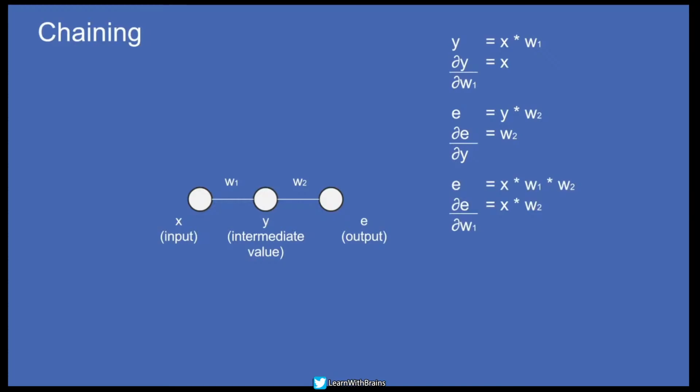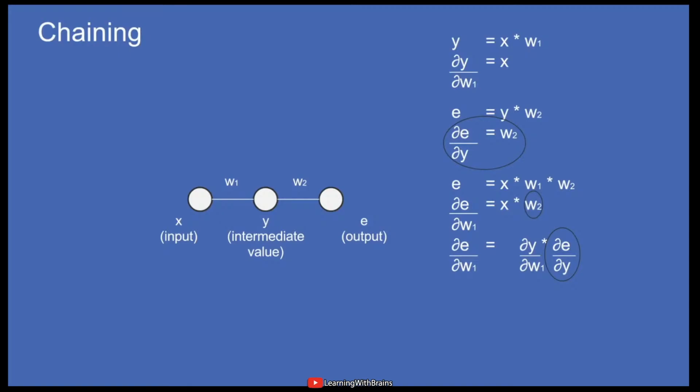Because this network is so simple, we can calculate from one end to the other. X times w1 times w2 is the error e. And so if we want to calculate how much the error will change if I change w1, we just take the derivative of that with respect to w1 and get x times w2. So this illustrates that what we just calculated is actually the product of our first derivative, dy dw1, times the derivative for the next step, dE dy, multiplied together.